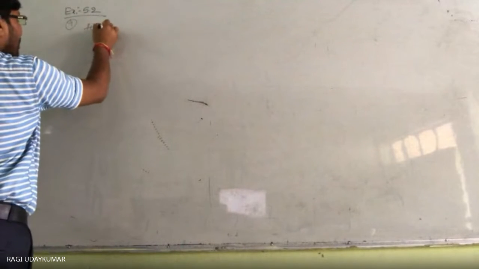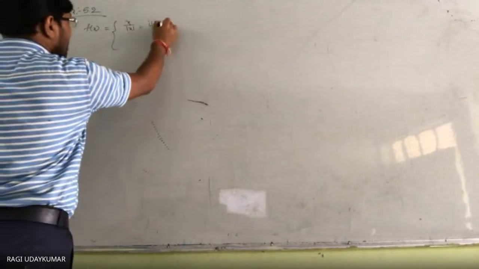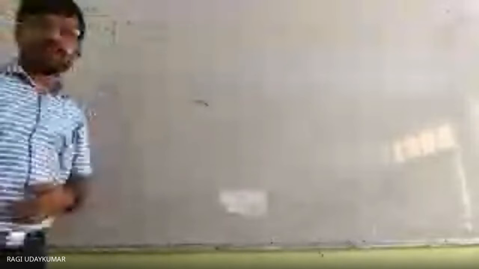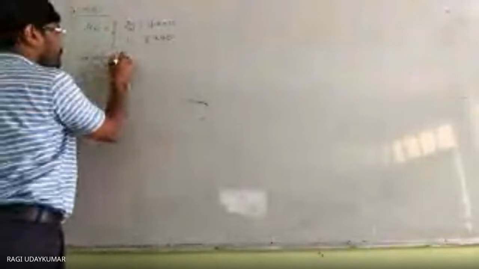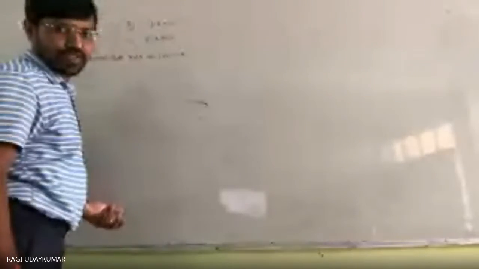Observe properly. F of x is equal to x by mod x if x is less than 0, and it is equal to the other expression if x is greater than or equal to 0. Can you rewrite this function? When x is less than 0, what is mod x? We know that x less than 0 implies mod x is equal to minus x.